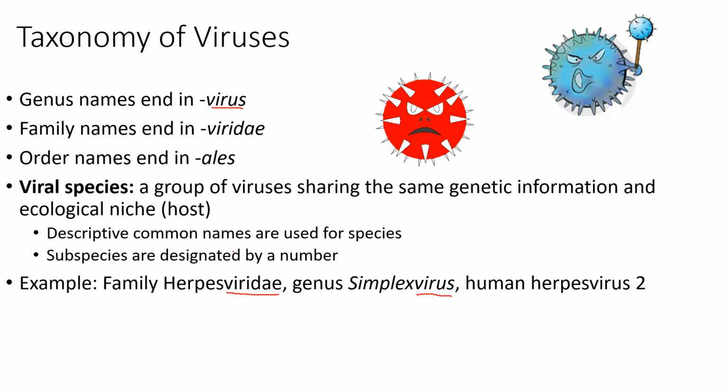Okay, so you just need to remember that if you see Viridae, that's the family. If you see ALES, that's the order. If you see it ending in virus, that's going to be the genus. Okay, and that's as complex as you got to know as of right now.